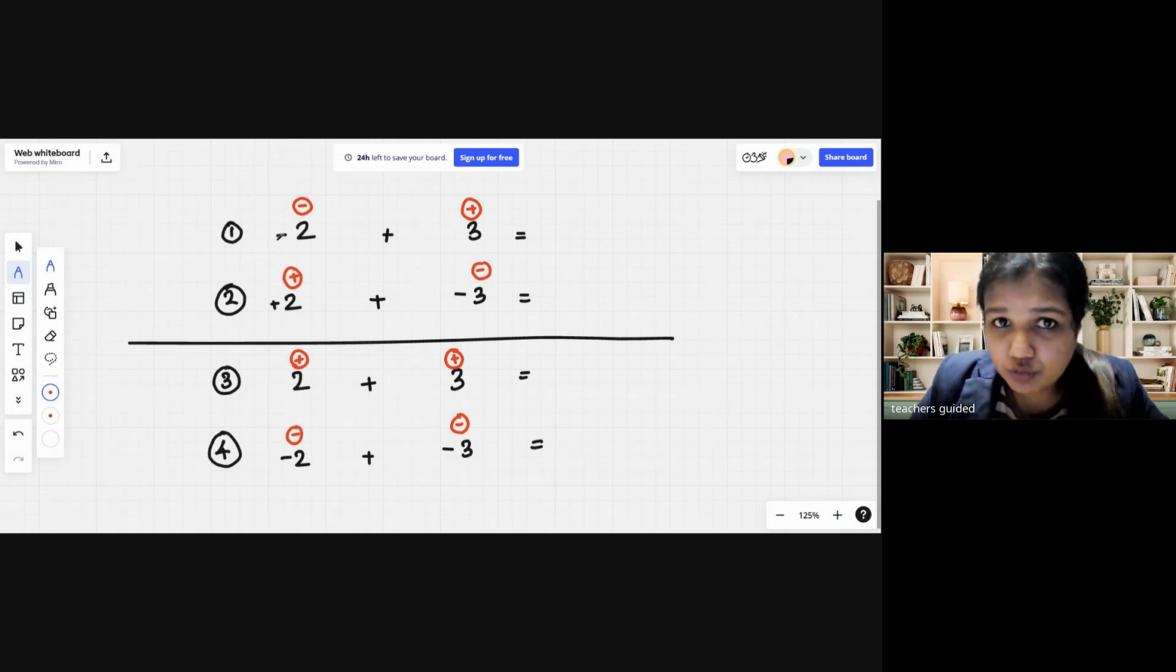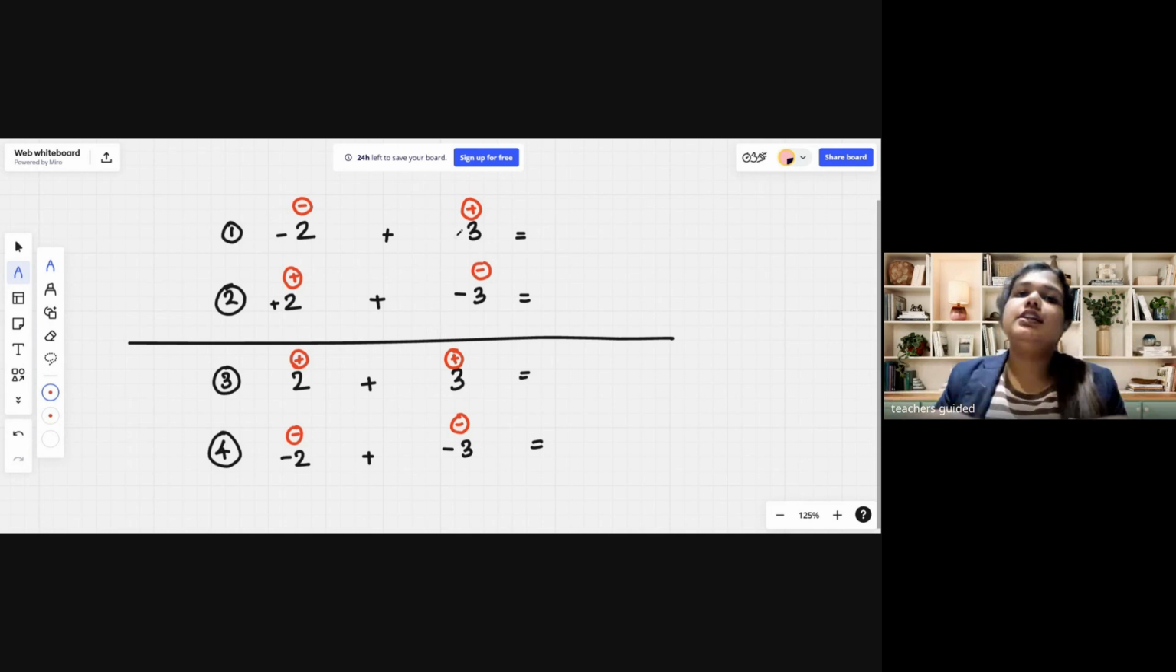Let's come back and look at the first question now. It's a minus and plus. It's a negative number and a positive number. And here it's a positive number and a negative number. So basically the signs of both the numbers are different. They're not the same. If one is positive, the other one is negative.